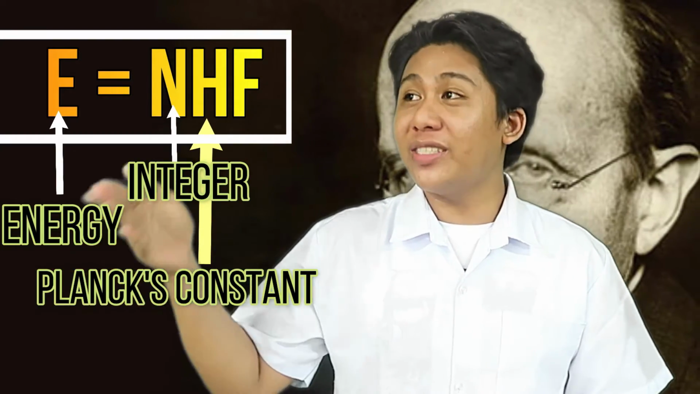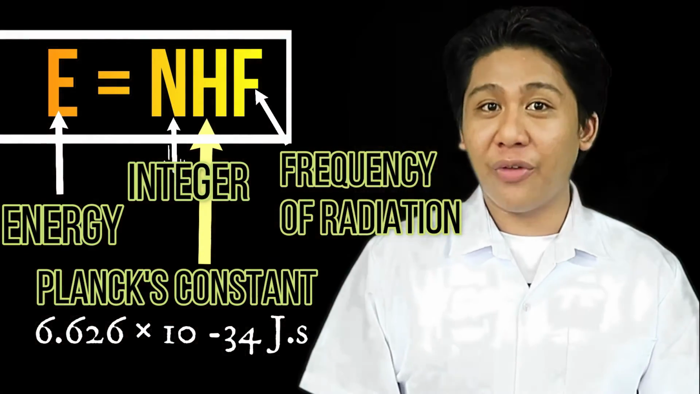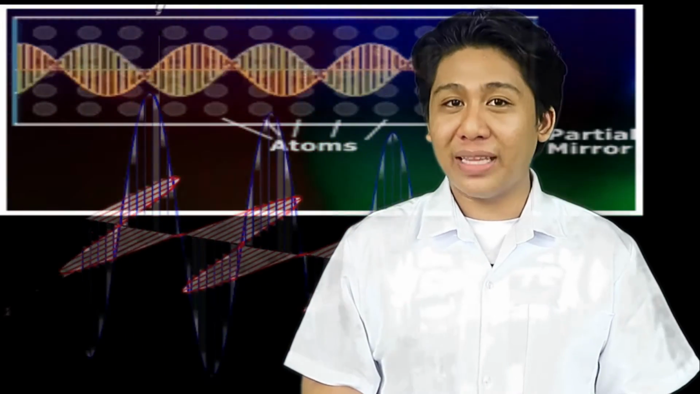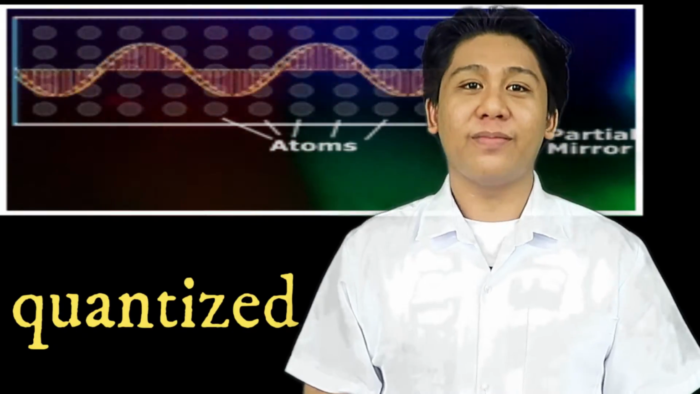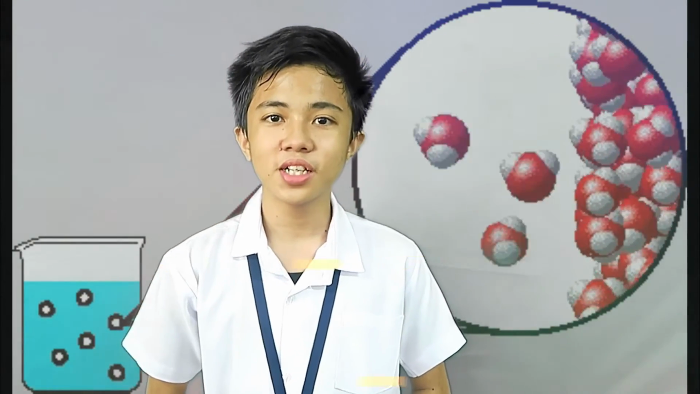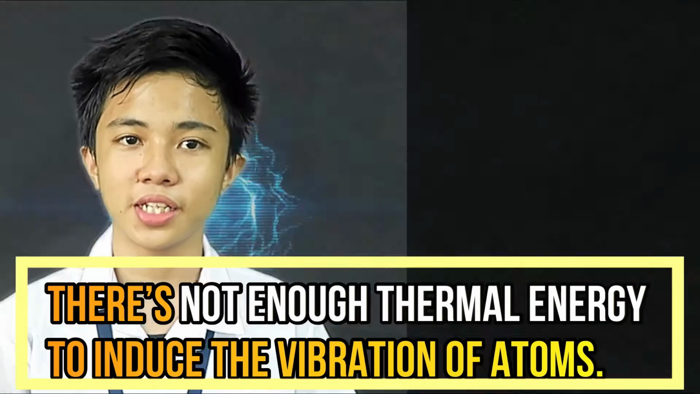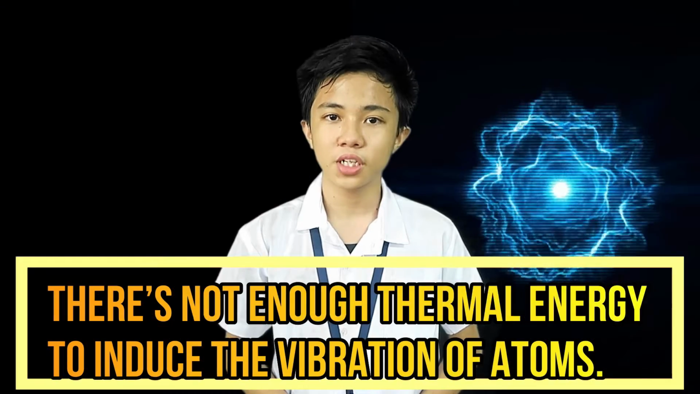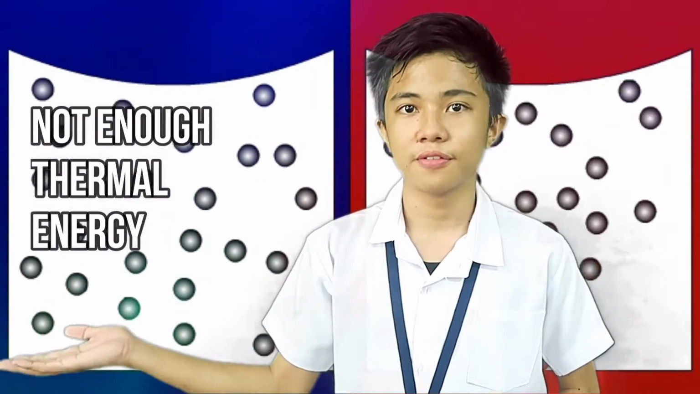This idea was modeled by Max Planck in 1901 using the expression where energy is equal to an integer times Planck's constant, which is equal to this value, times the frequency of radiation. This means that the vibrational energies of atoms and the electromagnetic waves emitted by electrons are quantized. Hence, at a certain energy level, there's not enough thermal energy within the black body to induce the vibration of atoms at the frequency required. Thus, it drops to the left.